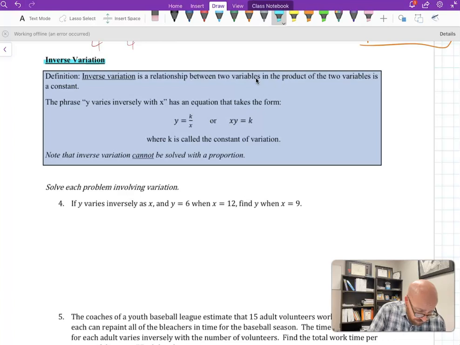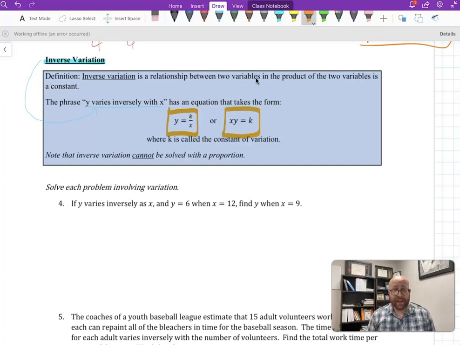So the phrase "y varies inversely with x" is our clue that we're talking about inverse variation. It has an equation of the form y equals k over x, or we could say that xy equals k, where k is a constant of variation. Note that inverse variation cannot be solved with a proportion.